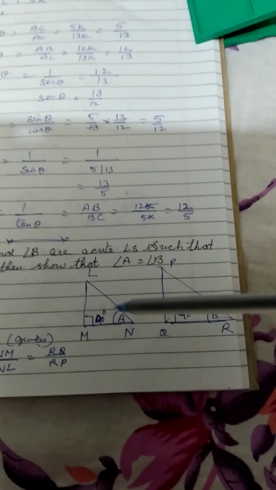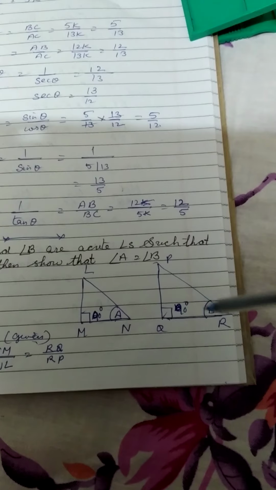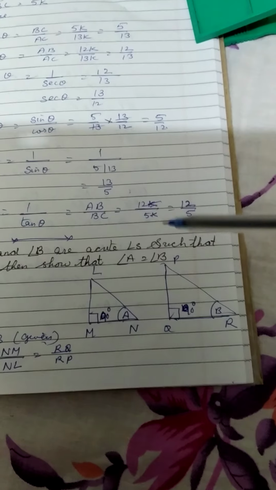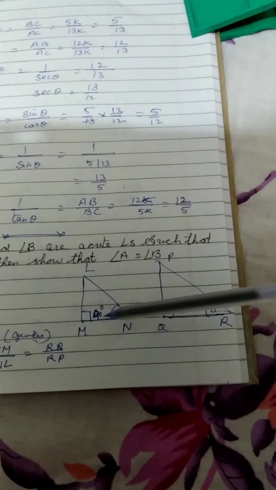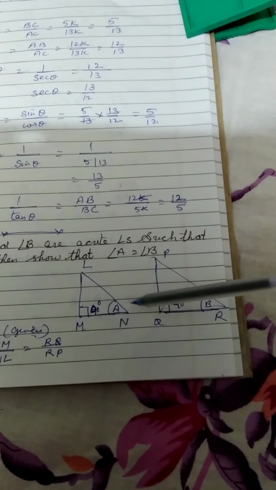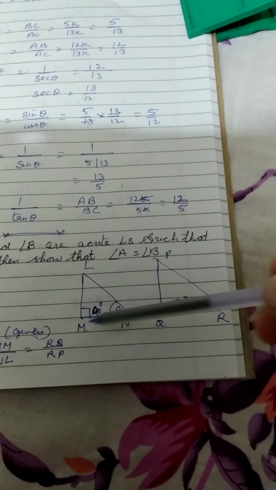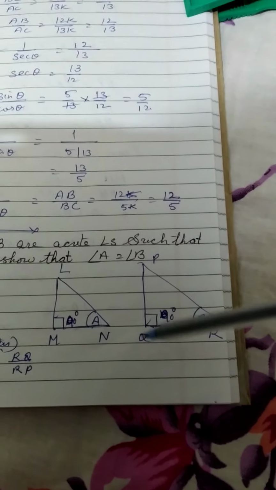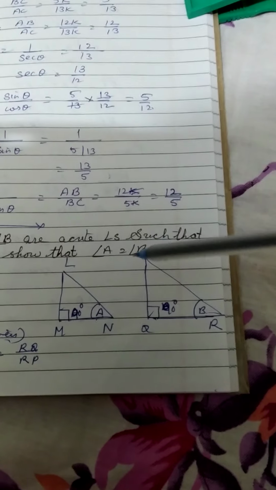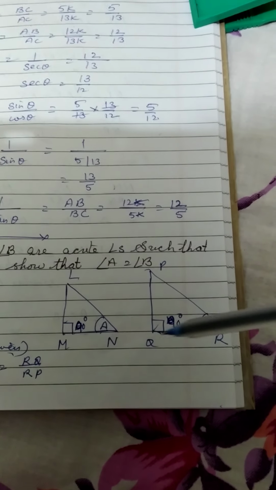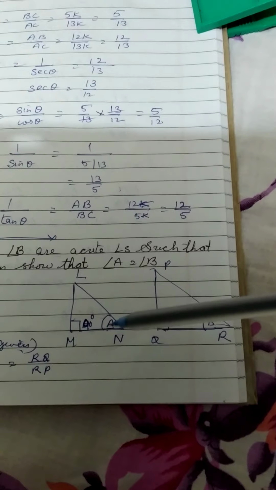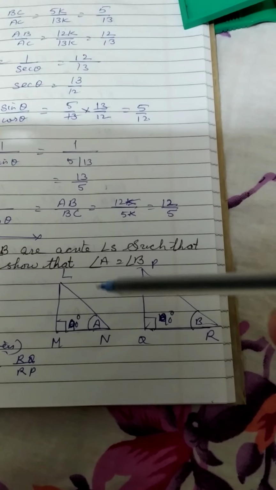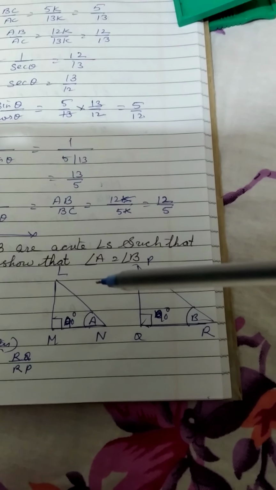What is that? If the sides of two triangles are in the same ratio, then we say that the triangles are similar. What does it mean? The sides of triangle LMN are LM, MN and NL, and the sides of triangle PQR are PQ, QR and RP. If the corresponding sides of the triangles are in the same ratio, then we say that the triangles are similar.